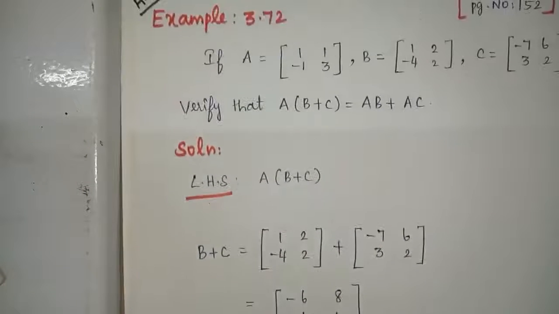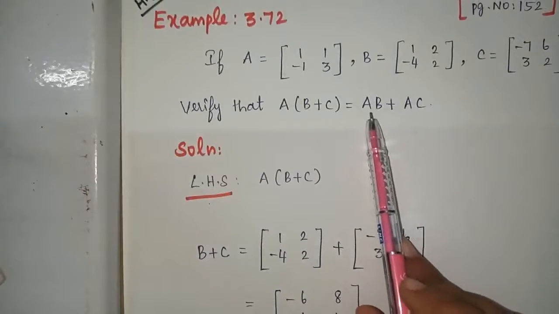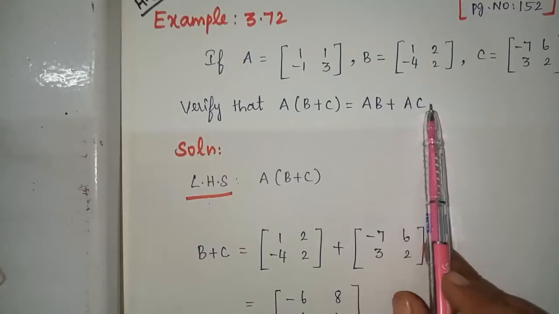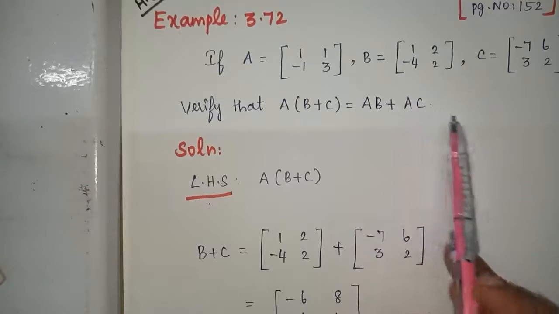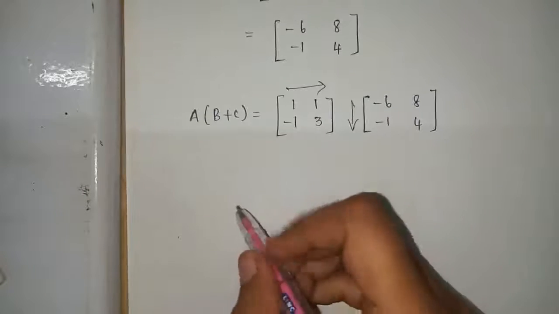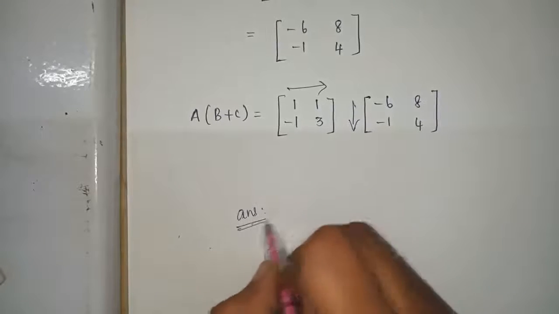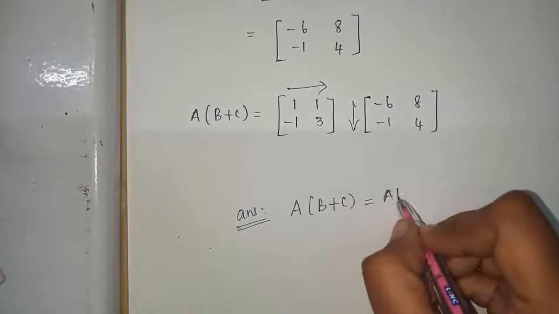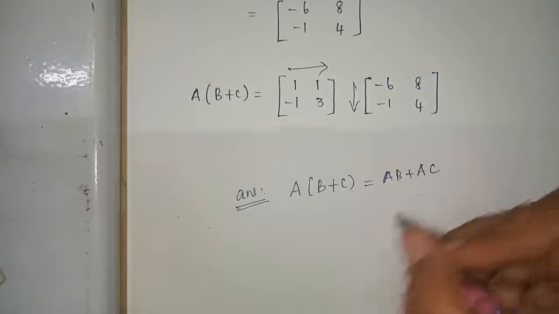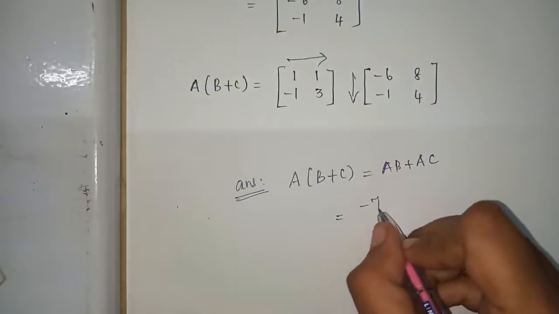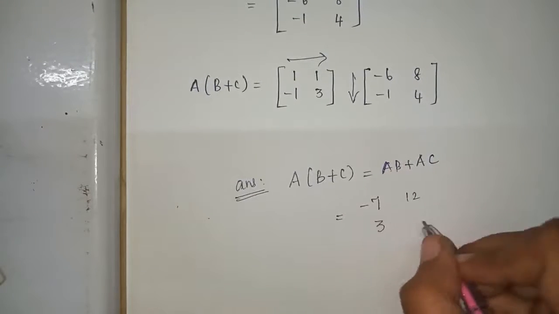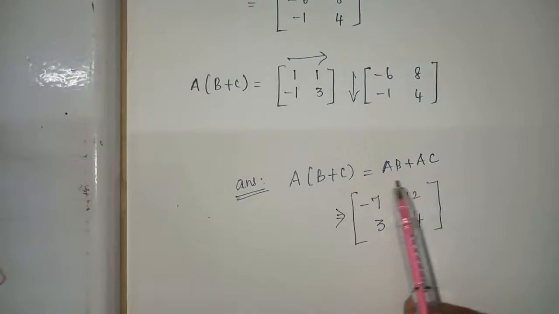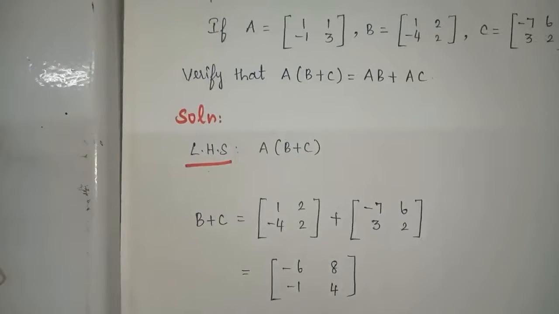Similarly, you have to move on to the right hand side. Then you have to find the matrix AB. Then you have to find again one matrix AC. Finally, you have to add these two matrices, and you get the answer. So you get the resultant matrix, that is A into B plus C is equal to AB plus AC is [-7, 12; 3, 4]. This is the resultant matrix you get. Then we showed that both are equal. So this is your homework problem.